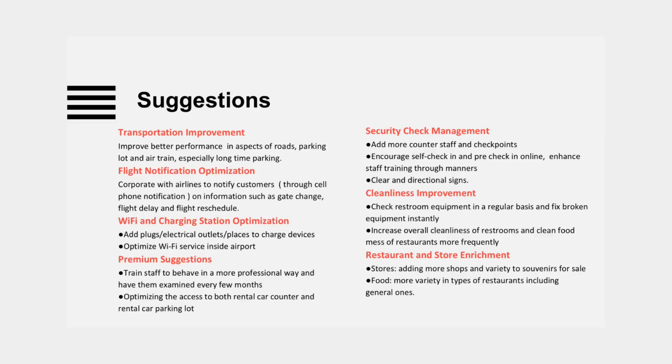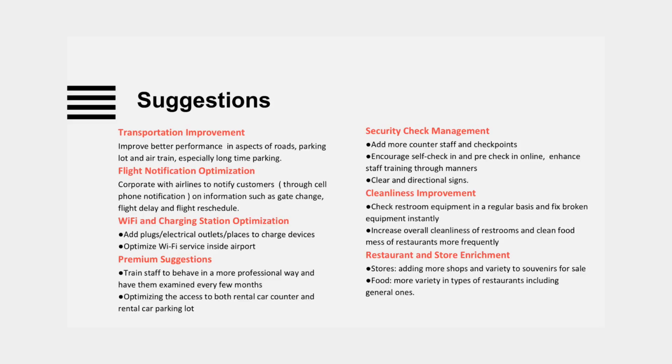So finally, we come to the suggestions. After all those analyses, we found we have six parts to improve. The first one is transportation improvement. We need to improve the road, the parking lot, and the AirTrain. The second is flight notification optimization, which means we really need to let all customers know the flight information as quickly as possible, and the information should be clear and easy to understand.